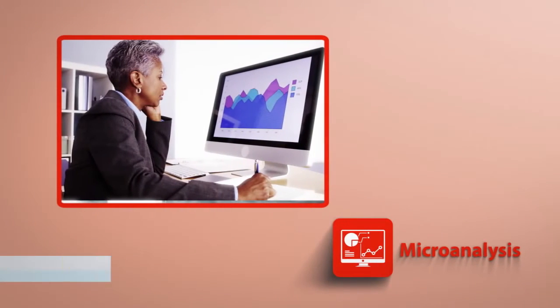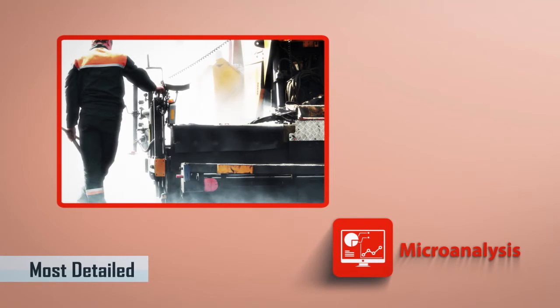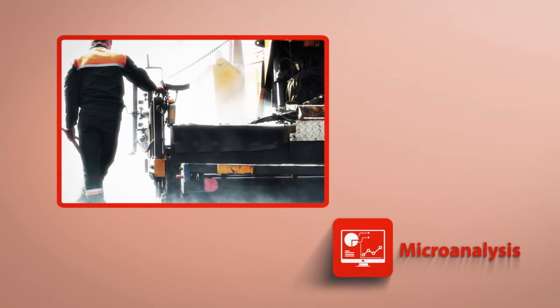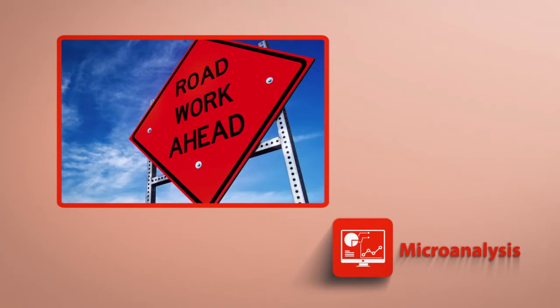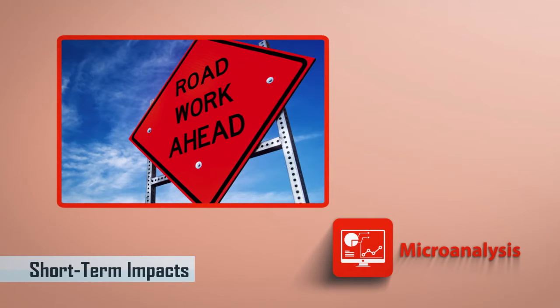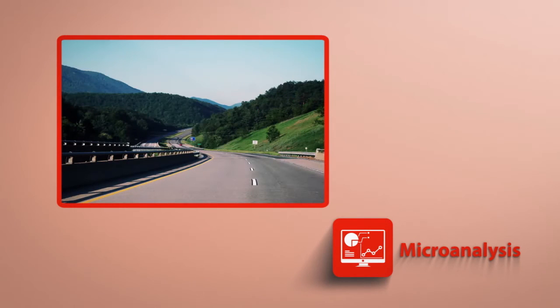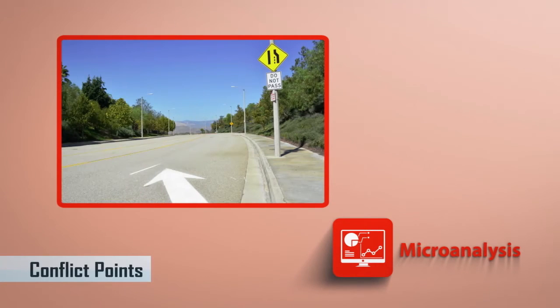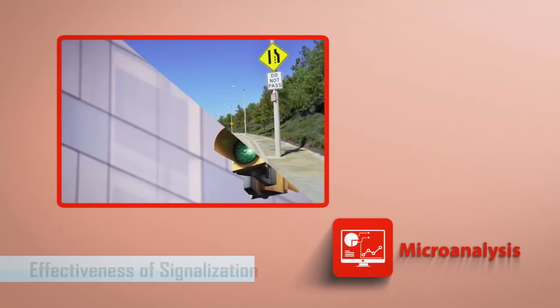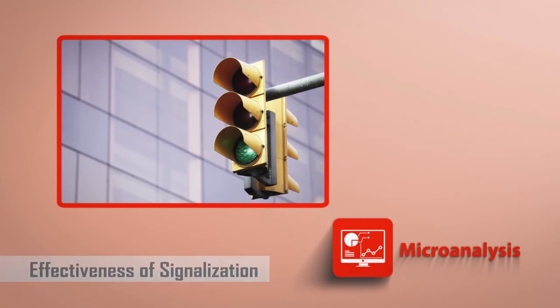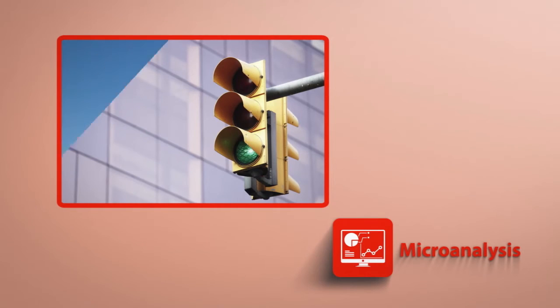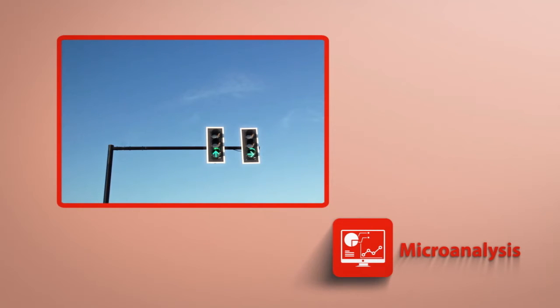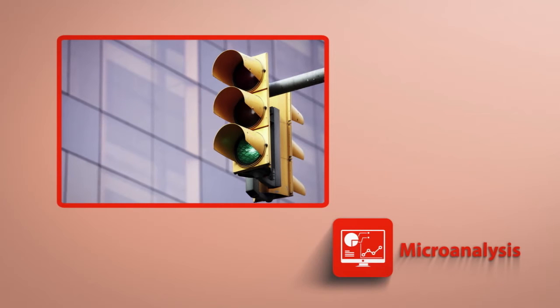Microanalysis tools are the most detailed of the modeling and analysis tools. Planners and other transportation professionals use microanalysis to provide a detailed account of short-term impacts during construction and the general operation of roadways. These models are useful for identifying conflict points between vehicles as lanes merge, or the effectiveness of signalized intersections. For example, microanalysis tools can reveal the improved travel speed that may result from efficient traffic signal coordination.